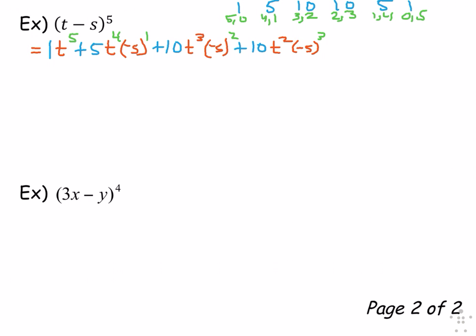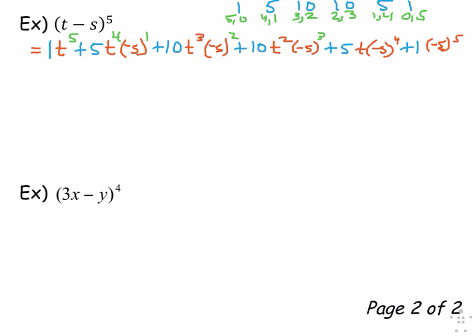Go back to Pascal's triangle, t to the first power, negative s to the fourth power, and then the last term, last coefficient, t is no longer there because it's to the 0 power, and then I'm going to take negative s and raise that to the power of 5.